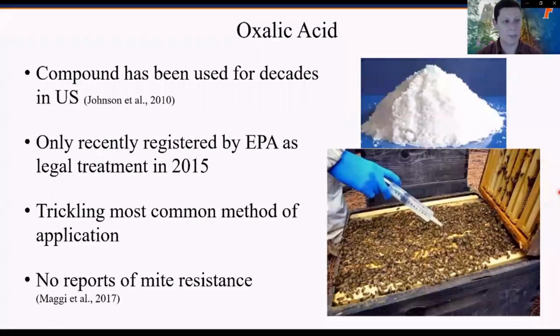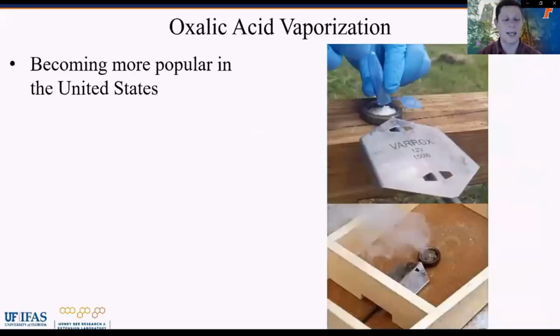This compound has been used for decades in the United States, but historically it has been used by mixing it into a sugar solution that is then trickled on the bees in between the frames. What is useful about this compound is that, probably because of its short life within the hive, the mites have not developed resistance to it yet. So even though it's been used for a long time, there's still no reports of mite resistance.